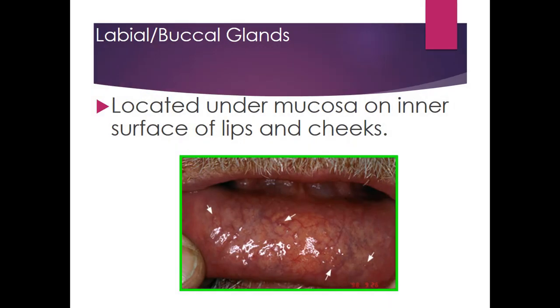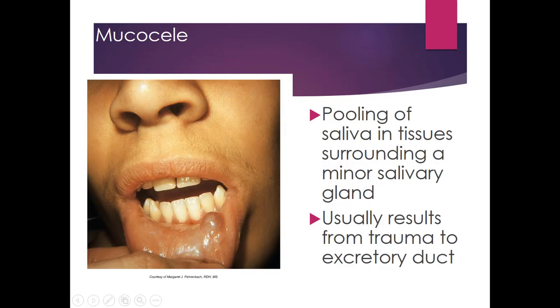There are also some minor salivary glands in your labial and buccal mucosa, located just under the mucosa in the cheeks and the lips. Sometimes you get a little blockage of a minor salivary gland, and we call that a mucocele. Here's a small example of a mucocele. It looks kind of like a water balloon blown up underneath the mucosa. It usually happens when there's some sort of trauma to the excretory duct.